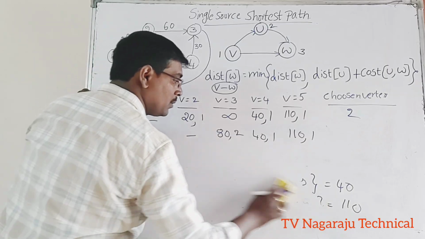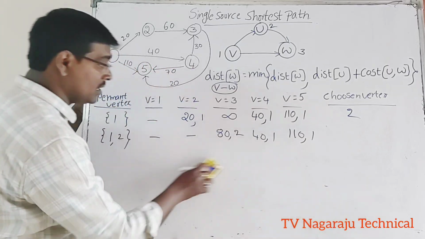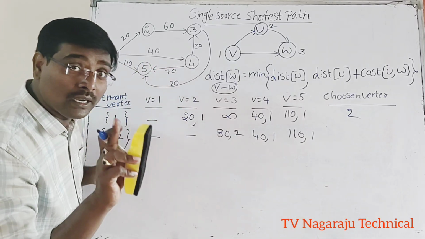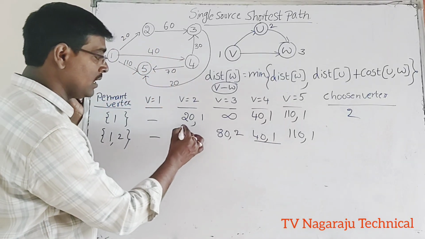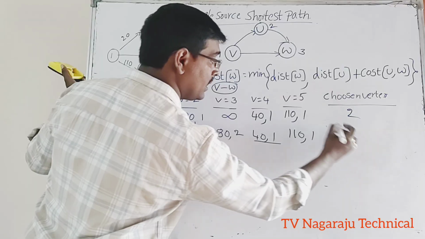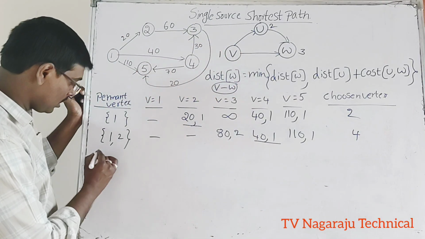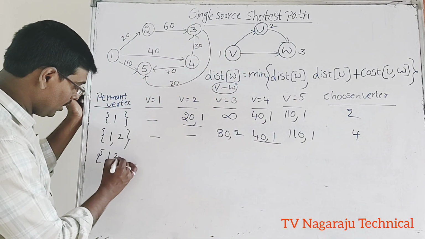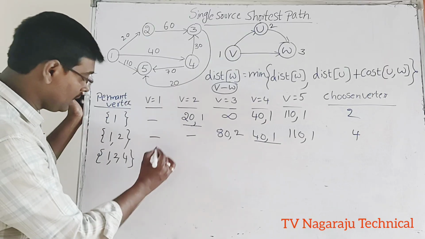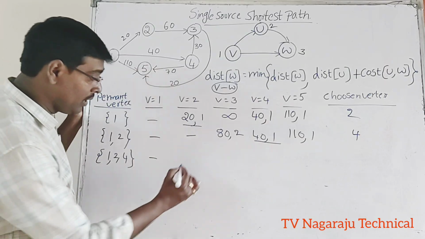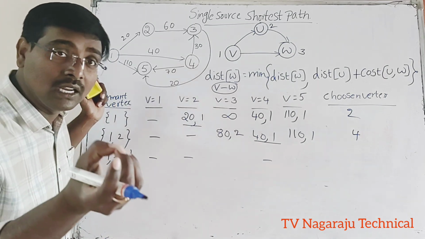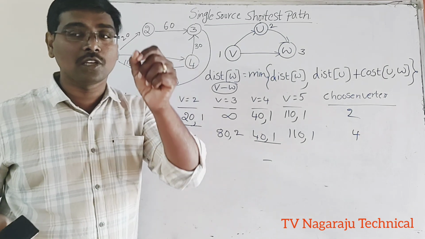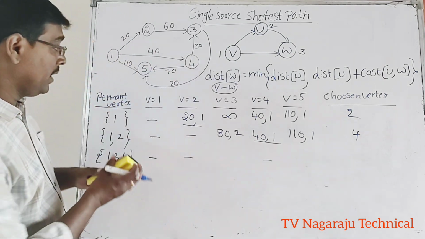Now what is the procedure? Among all these vertices, identify the vertex with minimum cost. That is this one. I am selecting this one. What is the vertex number? 4. Now 1, comma 2, comma 4. Here for 1 to 1 no need, 2 to 2 no need, this is also no need. Once you select one vertex, for that vertex the shortest path is identified.